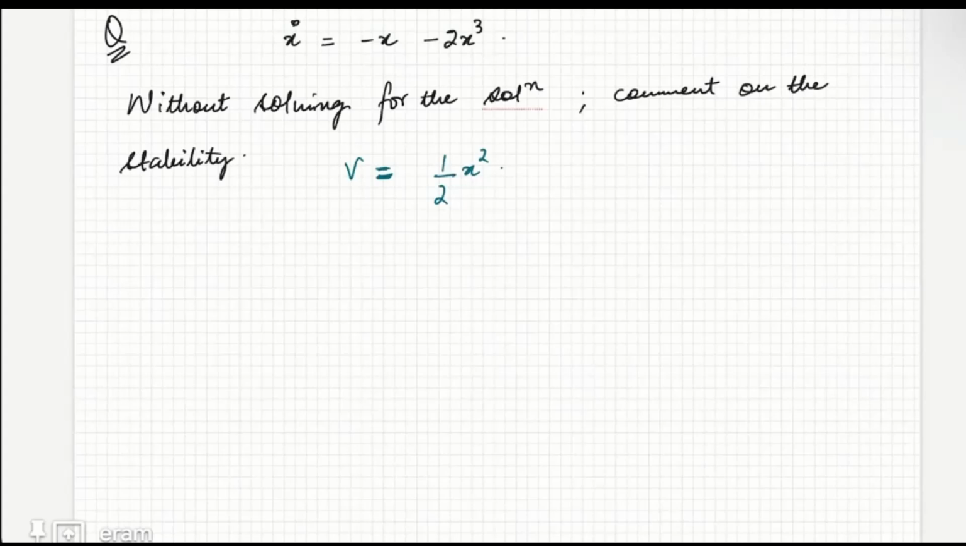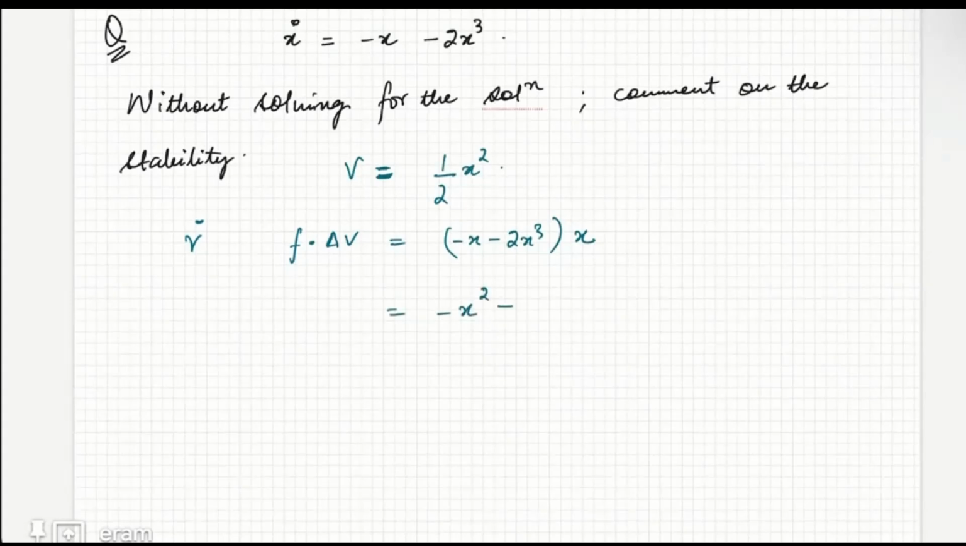and we will find the derivative, which is given as gradient of V times f, which is nothing but V dot. We are finding it like this because this is how it is given in the textbooks. So it is given as minus 2x cube into x, gradient of V is x, and it is minus x square minus 2x to the power 4. So what can we tell about the derivative of V? Is it negative definite?